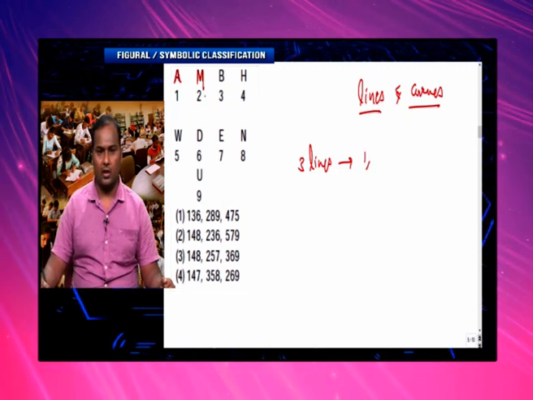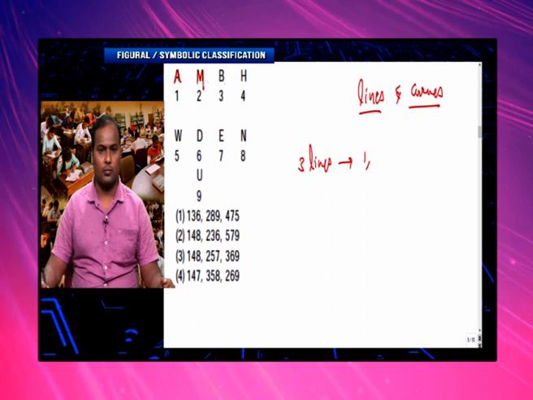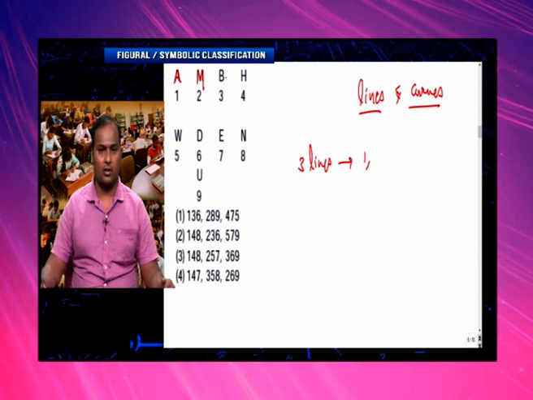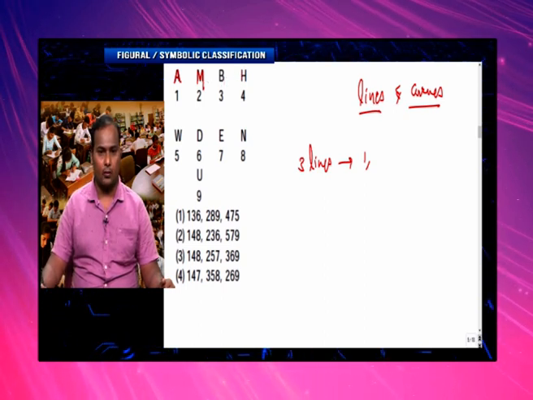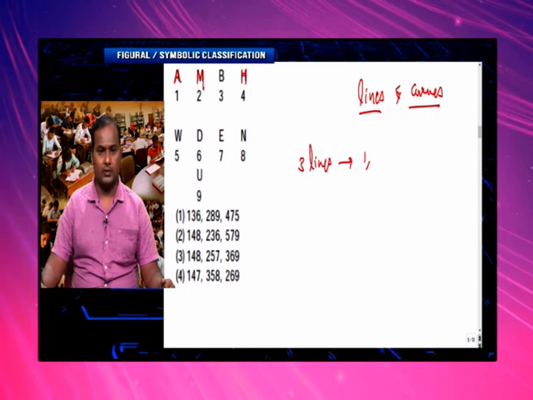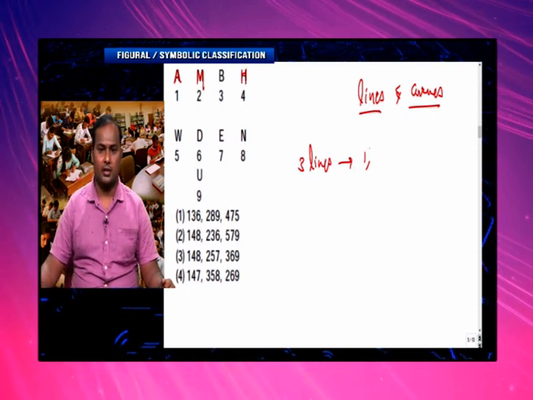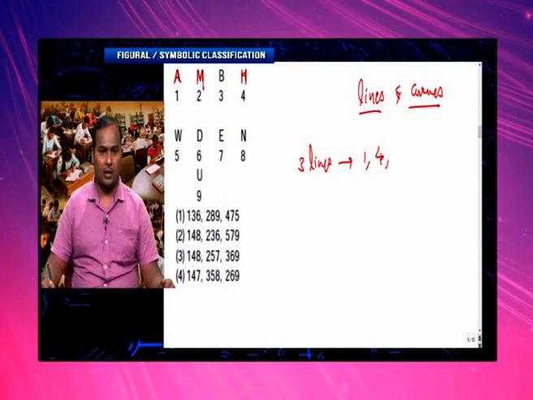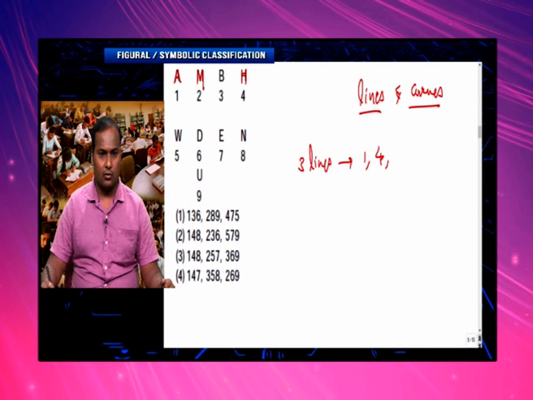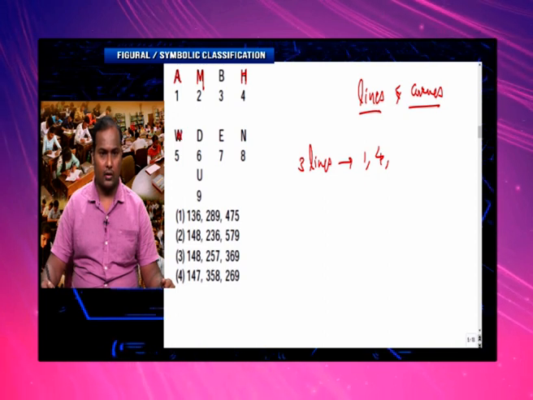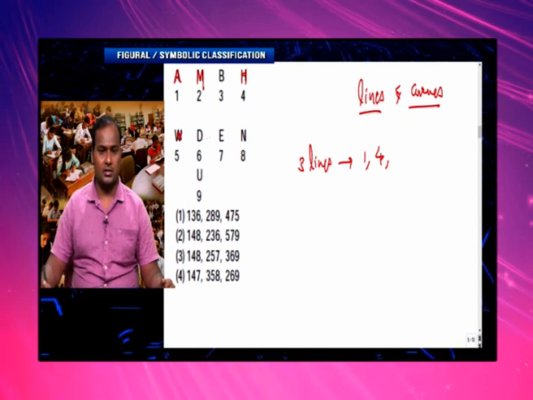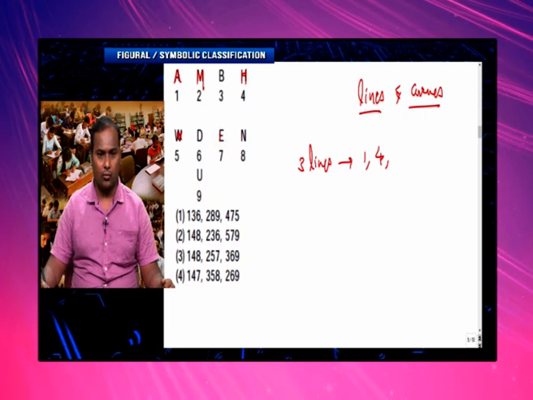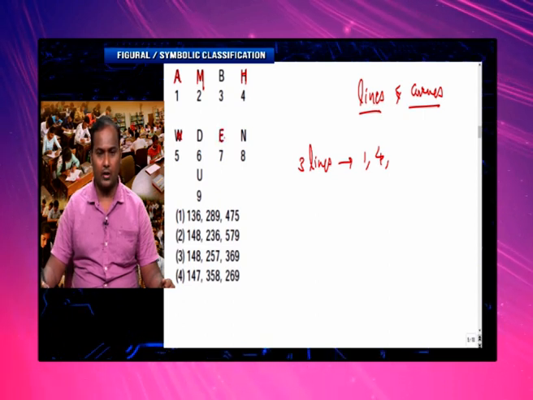Next one, M, already we know it is formed with 4 lines, so not possible. B, curve is there, not possible. Come to H now, 1, 2, 3. So here also we are having how many lines? 3 lines. So again 4. Then W, in W also 1, 2, 3, 4 lines are there. D, curve is there. E, again 1, 2, 3, 4 lines are there.